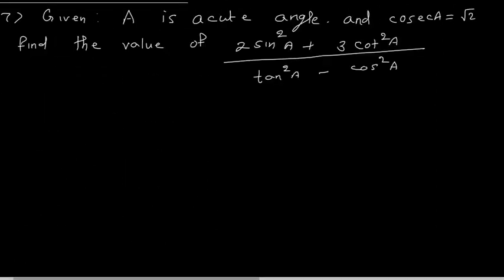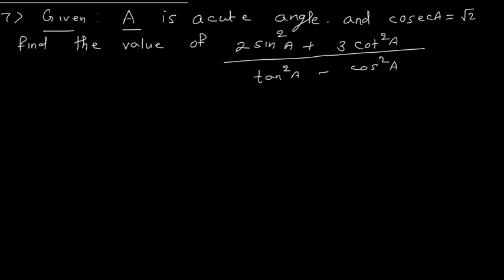Now let us see the 17th question. We have given that A is acute angle and cosec A is root 2. Find the value of 2 sin square A plus 3 cot square A upon tan square A minus cos square A. So we have to find the value of sin, which we can find easily. We have to find the value of cos. Once we find the value of sin and cos, we can find the value of tan and cot. So let us start with the solution.